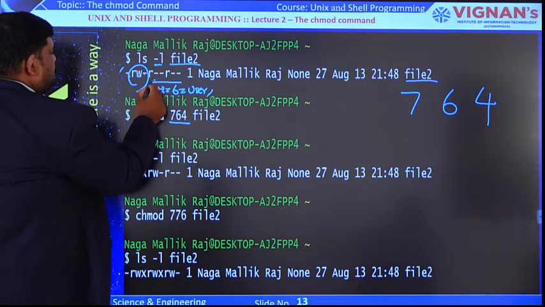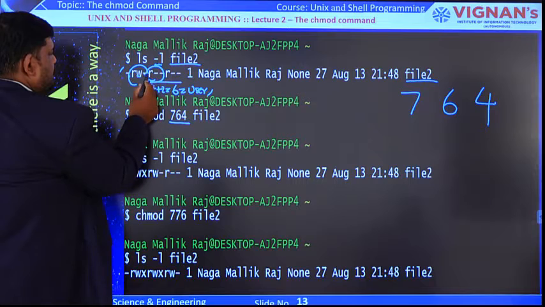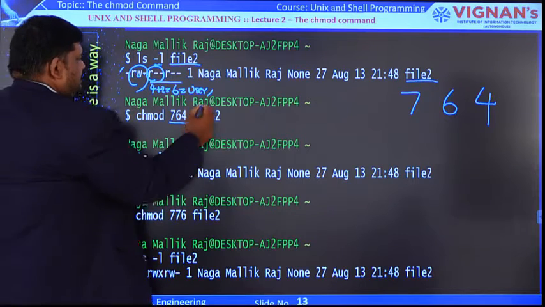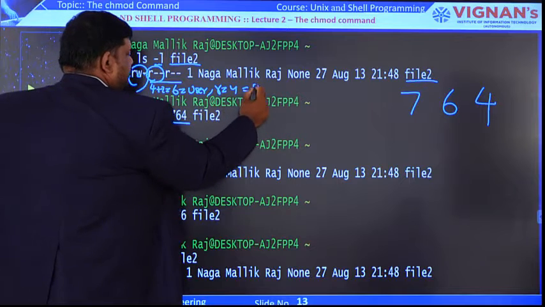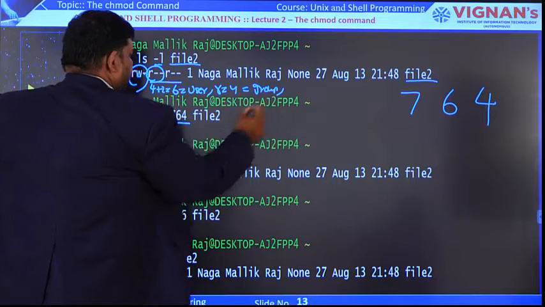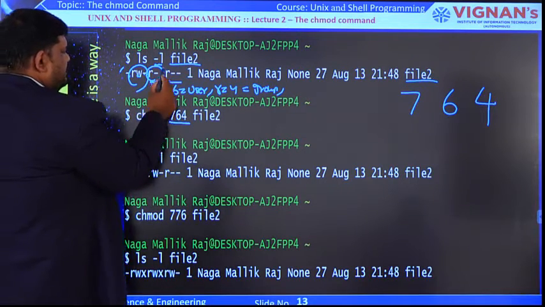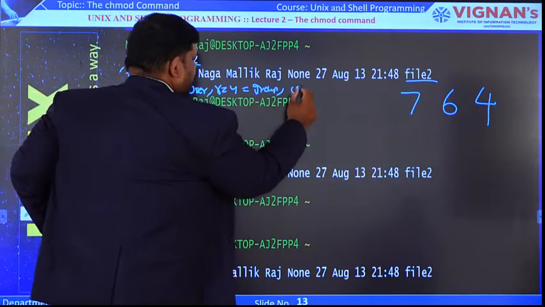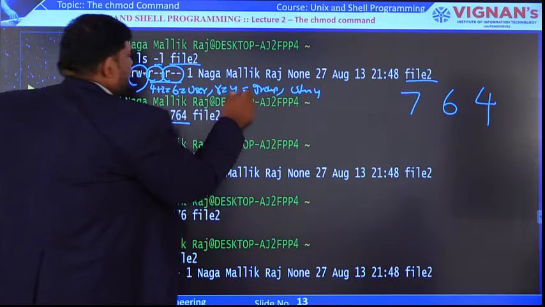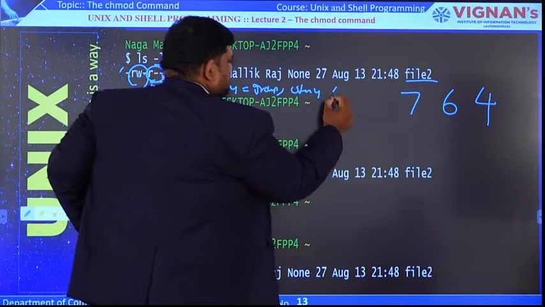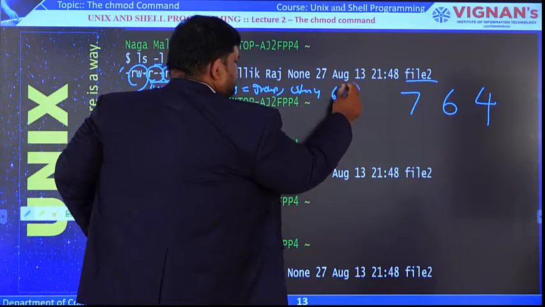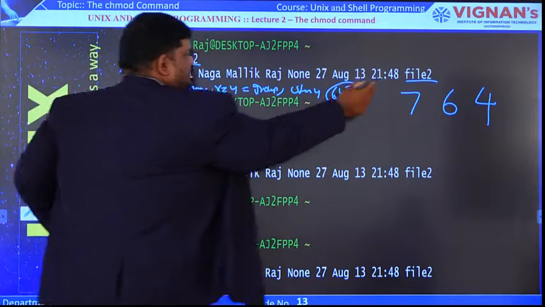Now let us count group. What is the value of group? Only read permission is there. That means read means 4. So for group, the value is 4. What about others? Others also 4. That means without changing the permissions, what are the default permissions? 6, 4, 4. This is the existing permission for file 2.